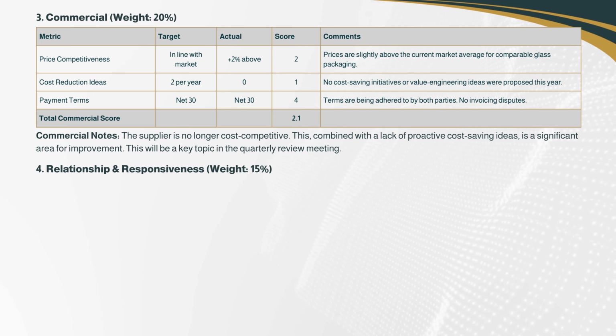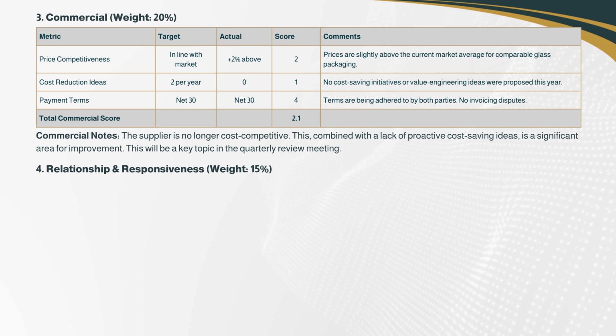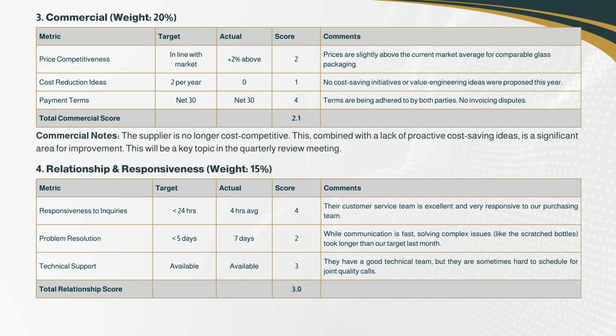4. Relationship and responsiveness, weight 15%. Metric, target, actual, score, comments. Responsiveness to inquiries: target less than 24 hours, actual 4 hours average, score 4. Their customer service team is excellent and very responsive to our purchasing team. Problem resolution: target less than 5 days, actual 7 days, score 2. While communication is fast, solving complex issues, like the scratched bottles, took longer than our target last month. Technical support available: score 3. They have a good technical team, but they are sometimes hard to schedule for joint quality calls.